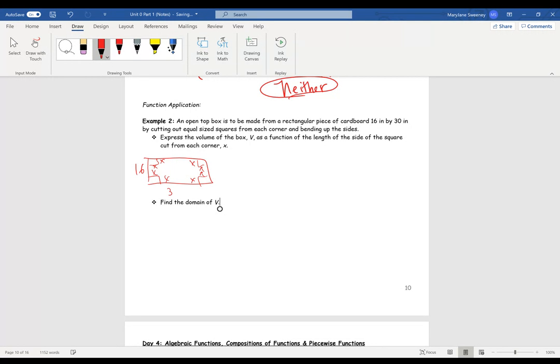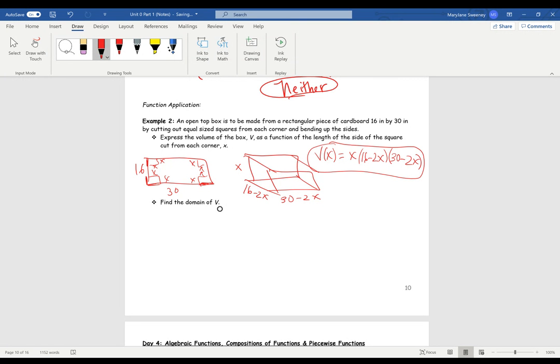And it's a 16 by 30 piece of cardboard. So when you made that into an open top box, this side was 30 minus 2x because you cut off x and x. This one was 16 minus 2x because you cut off x here and x here. And then the height of the box was the x. So the v of x function would be the x, 16 minus 2x, 30 minus 2x. Length times width times height, doesn't matter what order, any order.